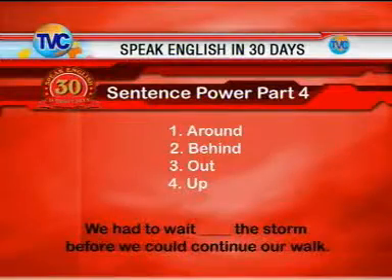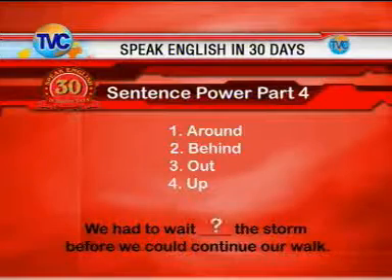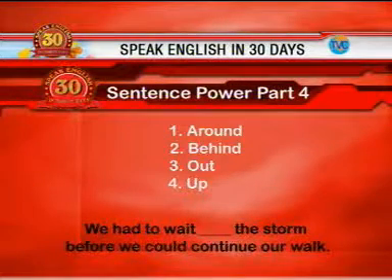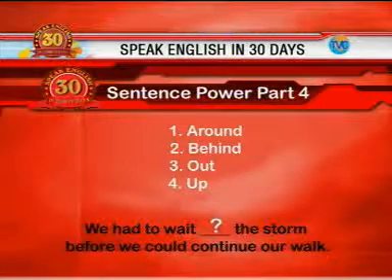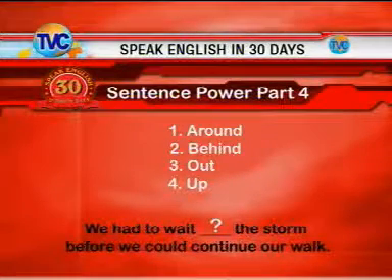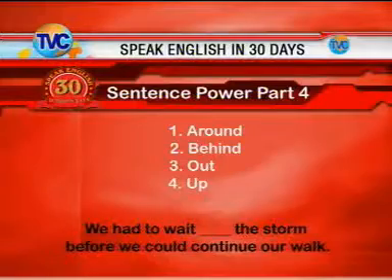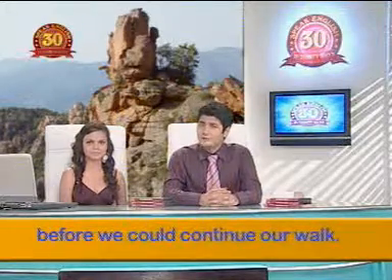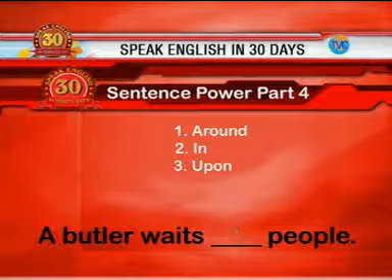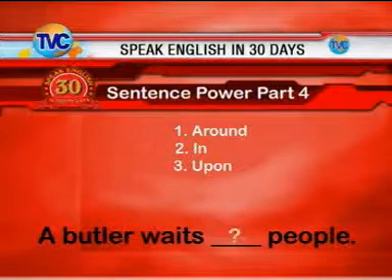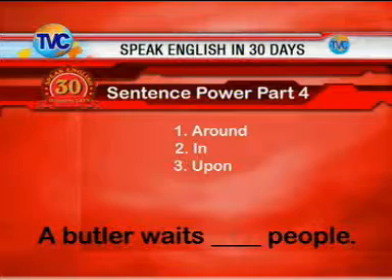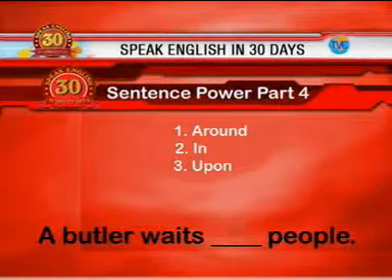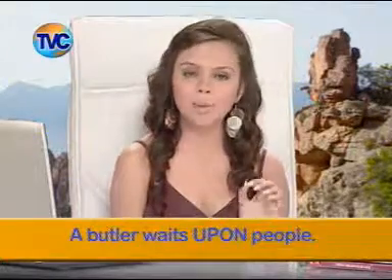We had to wait the storm before we could continue our walk. Around, behind, out, up. The correct answer is out. We had to wait out the storm before we could continue our walk. A butler waits people around, in, upon. The correct answer is a butler waits upon people.